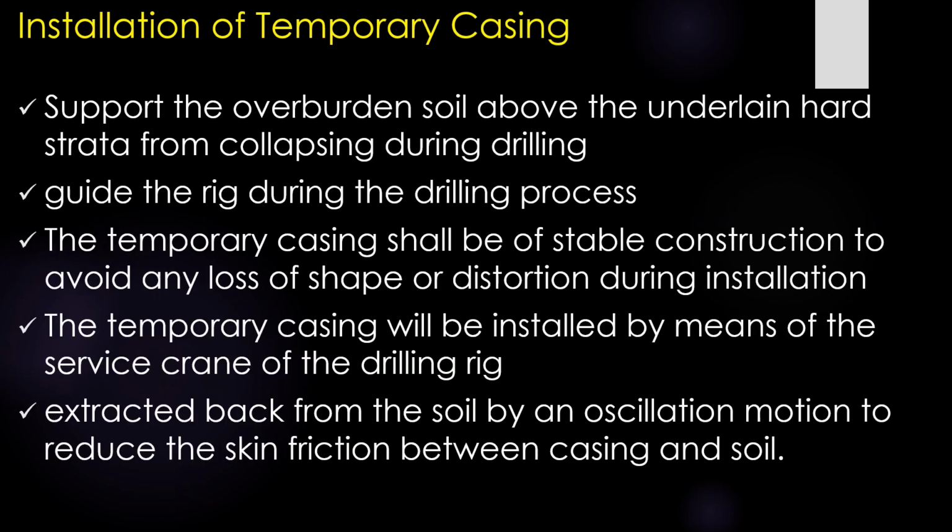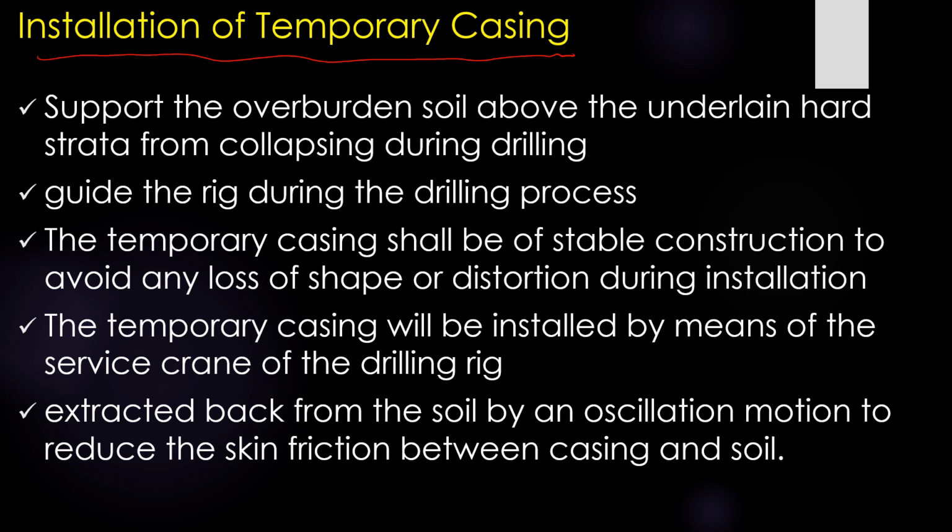After commencing, after excavating around 3, 4, or 5 meters, if the soil is weak soil, what we need to do is install a temporary casing. So it is essential to support what? The overburden soil above the hard strata to prevent collapse during drilling. This ensures a safe and efficient drilling environment, so that we guide the rig throughout the drilling process, so we have a proper alignment to maintain the integrity of the borehole.